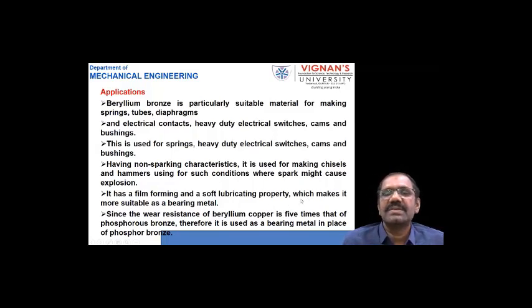It has film forming and soft lubricating properties, which is why it is suitable for bearings. Since it has good wear resistance, it is used as a bearing material in place of phosphor bronze. It has wear resistance 5 times more than phosphor bronze. That's why in those applications we use this beryllium bronze.